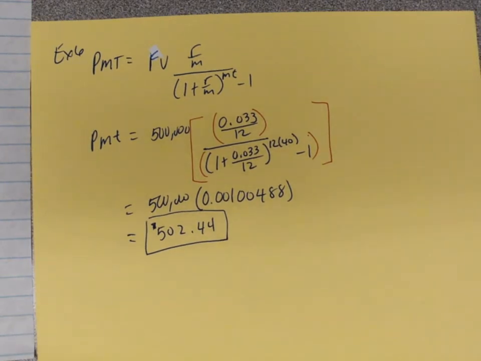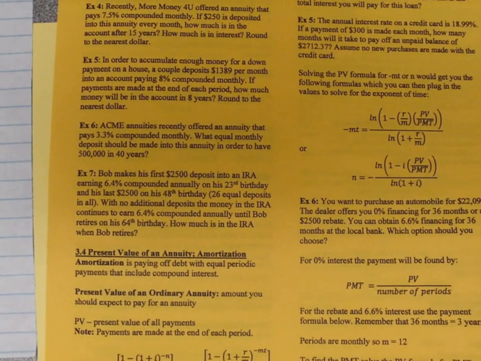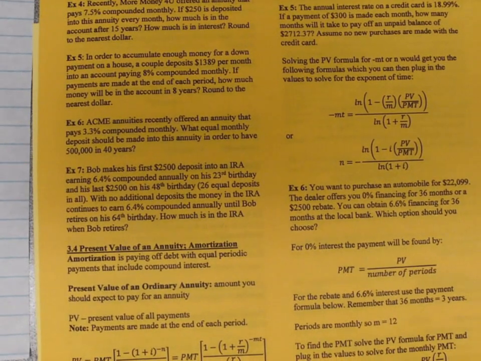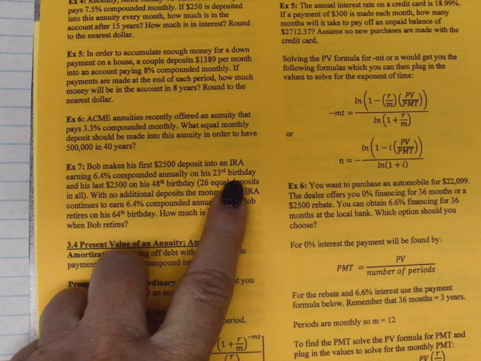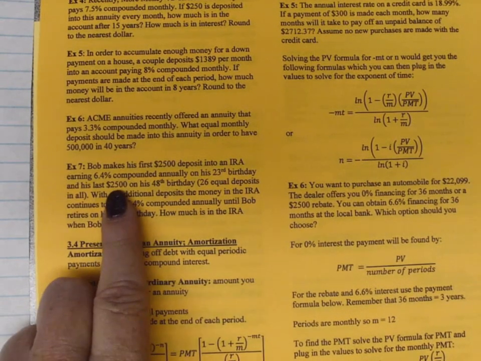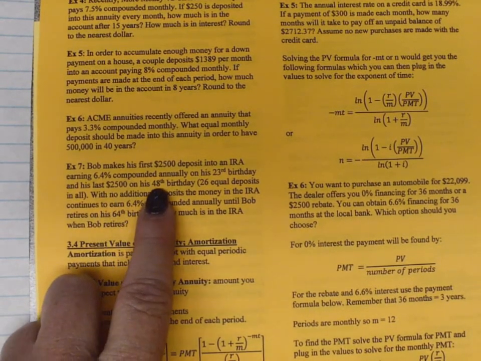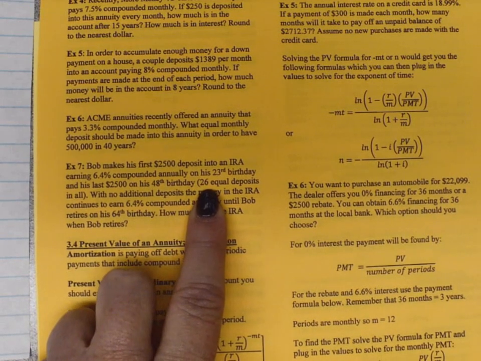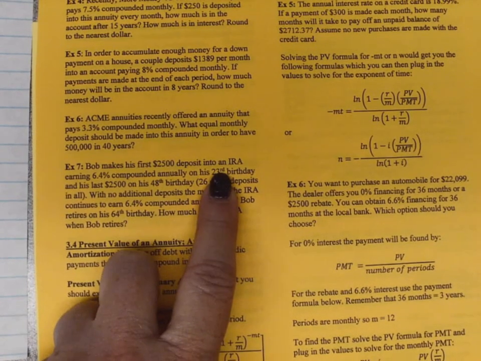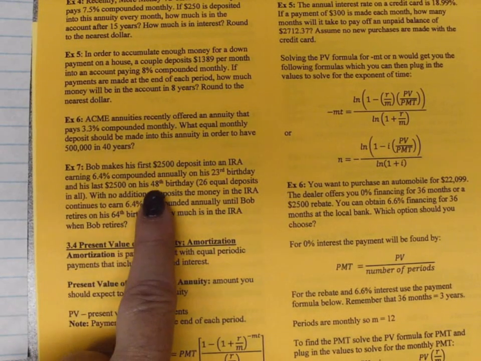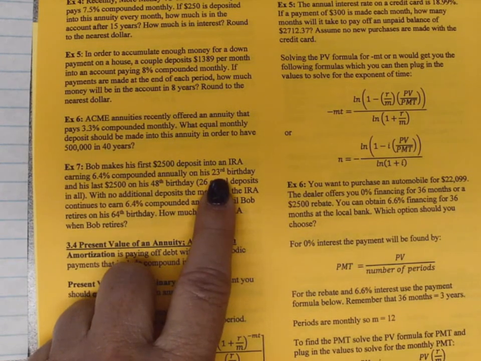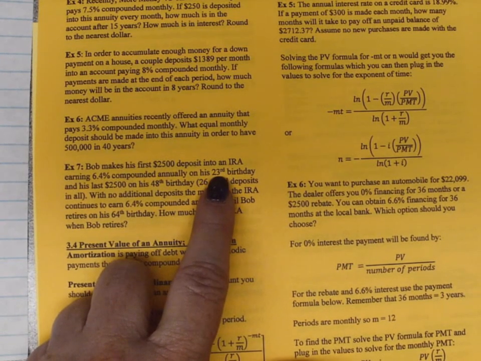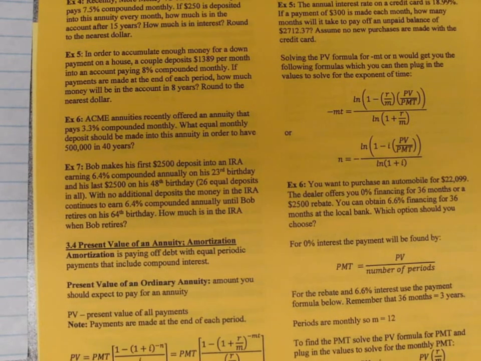All right, let's go look at example 7. Bob makes his first $2,500 deposit into an IRA, earning 6.4% compounded annually, on his 23rd birthday, and his last $2,500 on his 48th birthday. That means he made 26 equal deposits in all, because he made one on the 23rd birthday and one on the 48th. So you have to count that. You're like, but 48 minus 23, that's only 25. But he also made a payment on that, so you have to count all 26 payments.